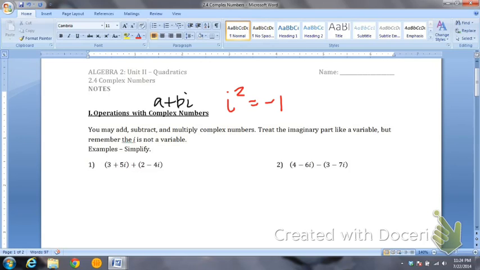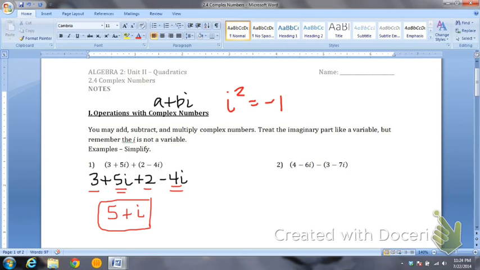So what I'd like for us to do is to rewrite this without parentheses. 3 plus 5i plus 2 minus 4i. And now all we do is combine like terms. Really, that's it. So 3 plus 2 is 5. 5i plus minus 4i is positive 1i, but instead of writing 1i, we're just going to write 5 plus i. That's all there is to it. There isn't a trick. That's it.